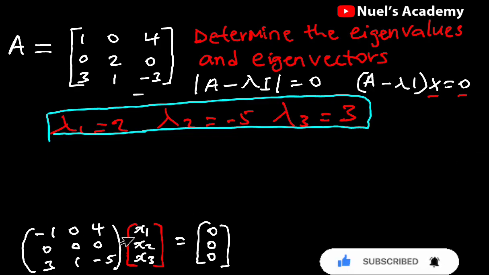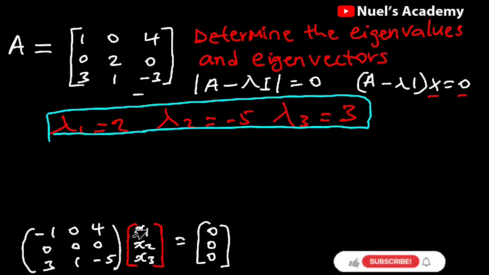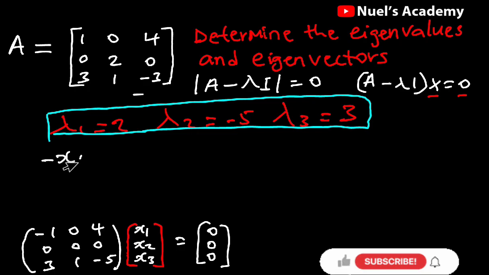So let's multiply this matrix out. Minus 1 times x1, we're going to have minus x1. 0 times x2 is equal to 0. 4 times x3 is equal to plus 4x3. Then this will give us 0.